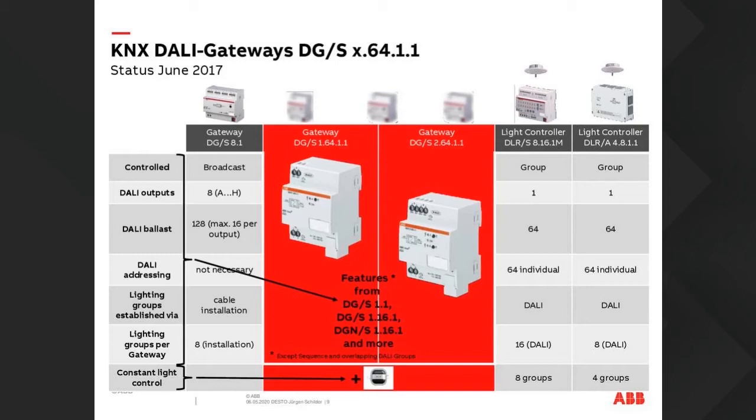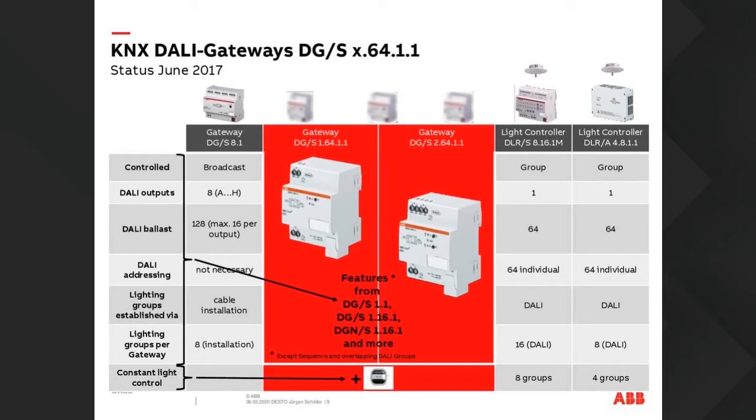Our two workhorses and my two biggest selling products are the two in red there, the DGS 16411 and 26411. The difference between the two is that one is a single channel and the other is a dual channel. Single channel has 64 DALI fittings, and dual channel has 64 fittings per channel, giving you 128 devices. They can be controlled in groups, by channel, or individually.